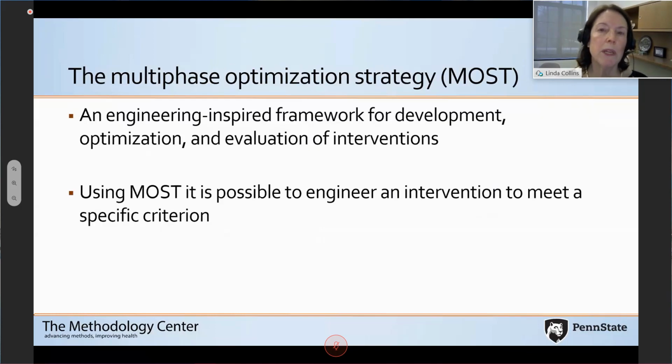So the multi-phase optimization strategy is an alternative to the classical treatment package approach that takes all of these considerations into account. MOST is an engineering-inspired framework for development, optimization, and evaluation of interventions. And as you're going to see in a moment, MOST incorporates the RCT as part of it. So this is definitely not anti-RCT. And using the multi-phase optimization strategy, you can actually engineer an intervention to meet a specific criterion.